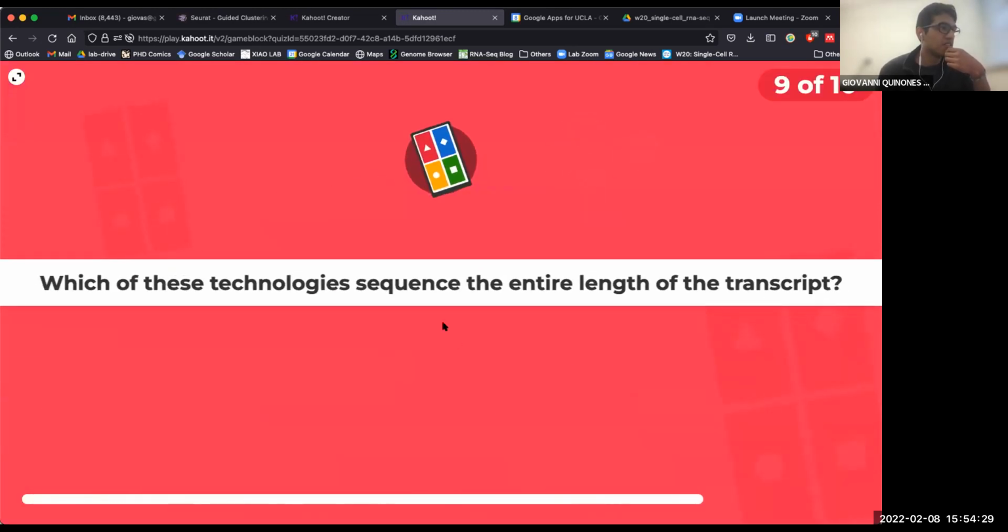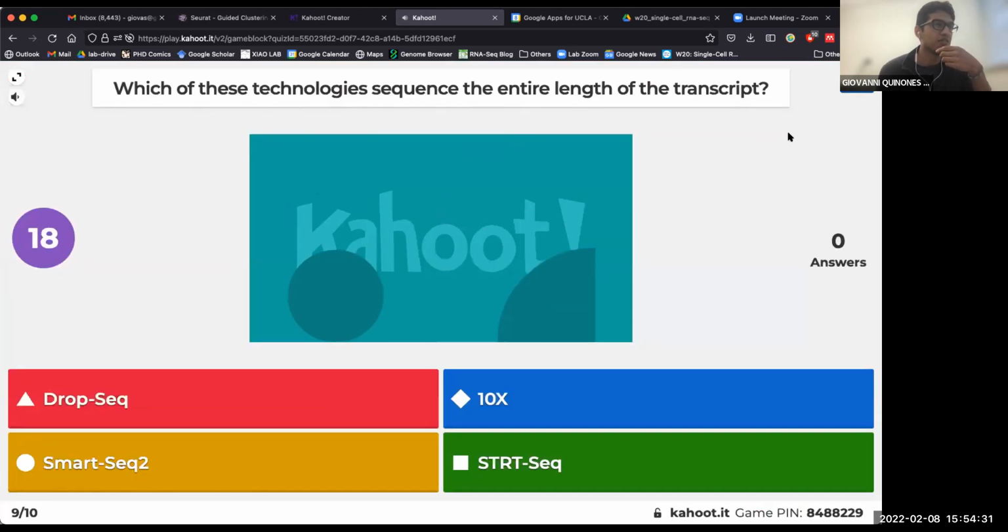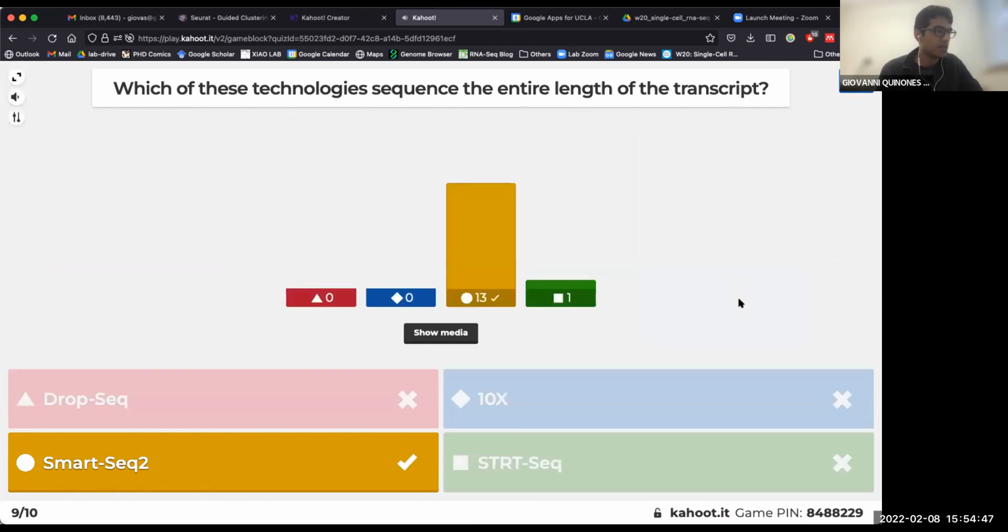Which of these technologies sequence the entire length of the transcript? It was mentioned just before this quiz. Hopefully it's still fresh in everybody's memory. SMART-seq2, probably the biggest advantage of this technology. Let's go to the next question.